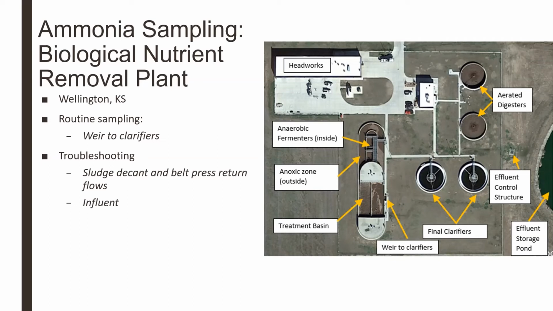So for routine sampling, just like every other plant, coming out of the aeration area, labeled here as treatment basin, is the weir to clarifiers. When you're sampling this mixed liquor, you do want to be sure to let settling occur, and you want to take the clear water off the top and then sample that for ammonia. For troubleshooting, just like the other plants, you're going to be looking at sludge decant and belt press return flows and perhaps the influent.